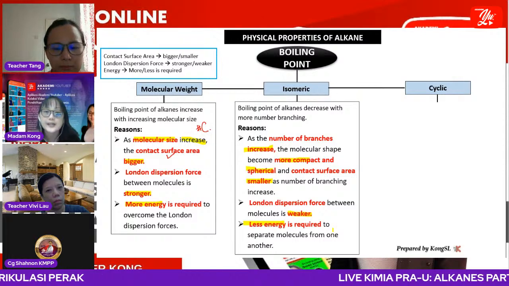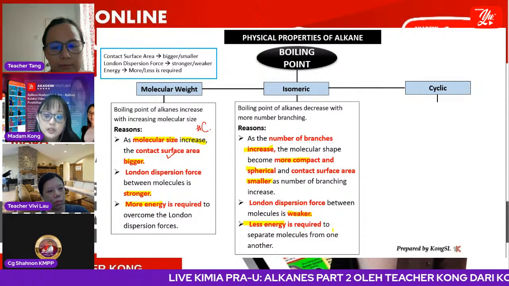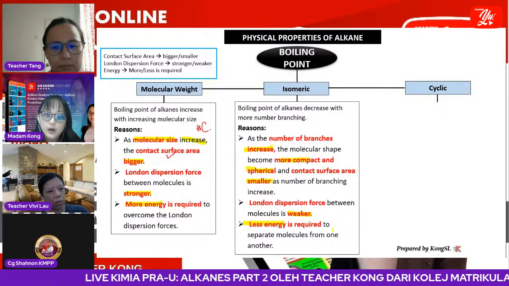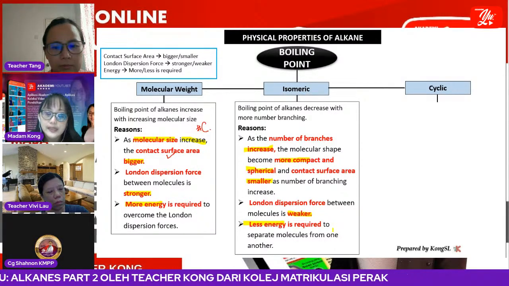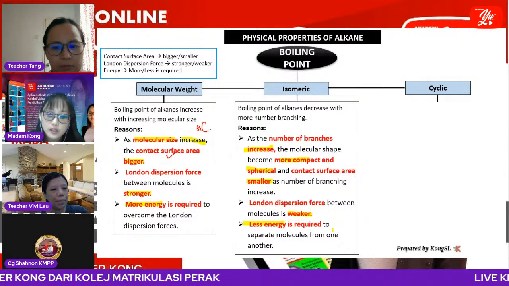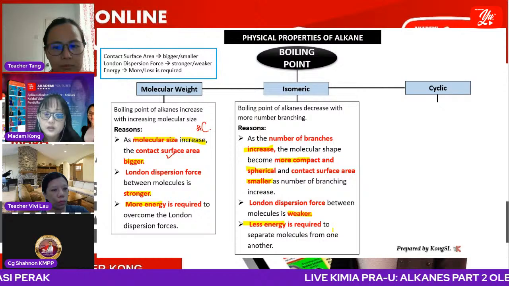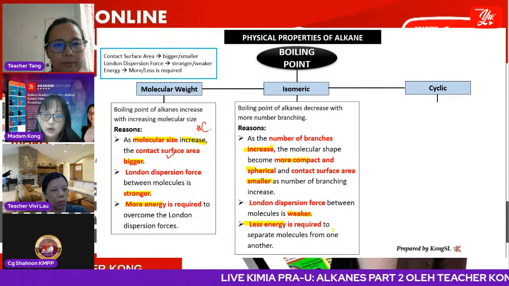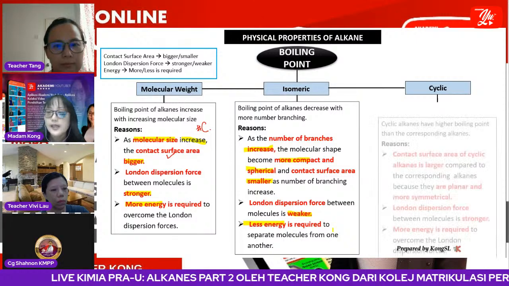Of course, you can answer another way. You can answer like this: for a straight chain compound or a linear compound, the contact surface area of the compound is larger. So London dispersion forces between molecules are stronger, so more energy is required. So up to you, you can answer using the smaller size one or the bigger size one, depending on you.